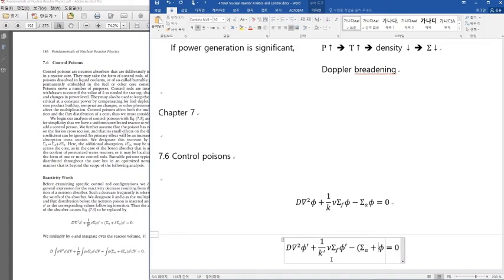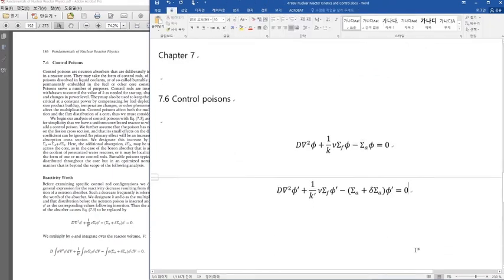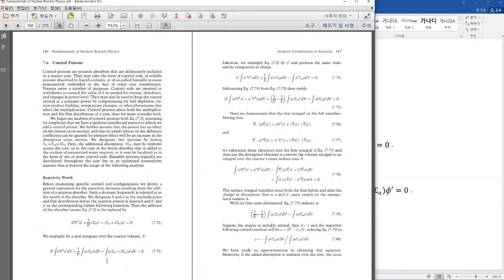And the absorption cross-section will change from the original value by some small amount of sigma A, which is the increased absorption cross-section by neutron poisons, like by inserting control rods. So this is equation 7.72. And what happens after that is that, oh, I'm sorry.